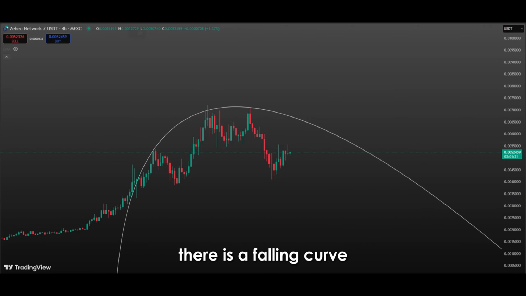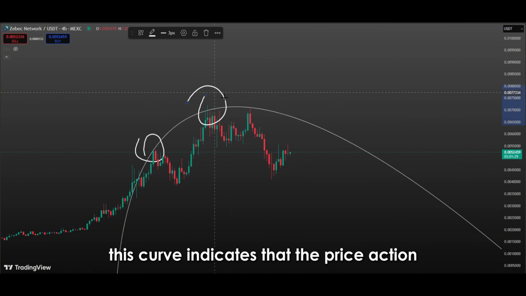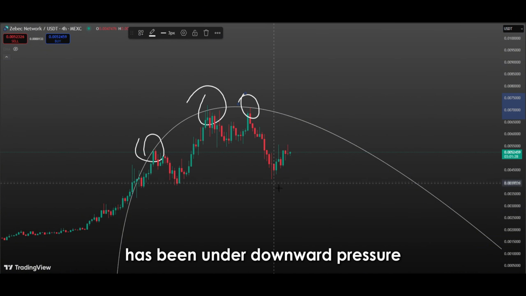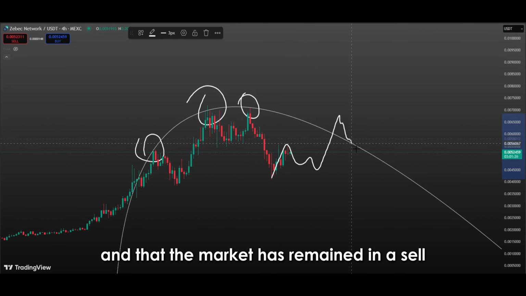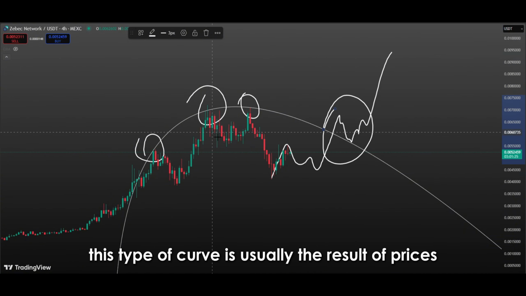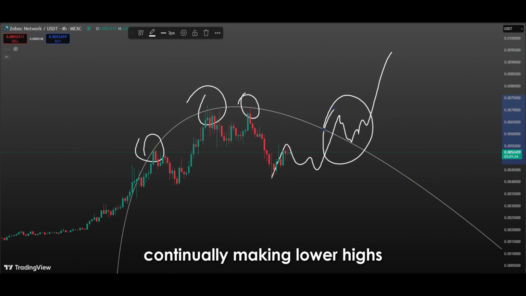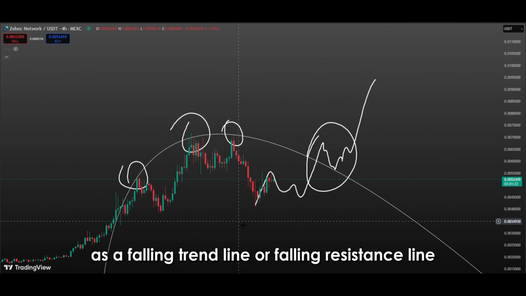There is a falling curve that stands out prominently on the chart. This curve indicates that the price action has been under downward pressure since the previous peak, and that the market has remained in a sell-heavy trend for a period of time. This type of curve is usually the result of prices continually making lower highs, and is referred to in technical analysis as a falling trend line or falling resistance line.